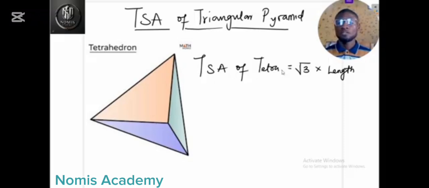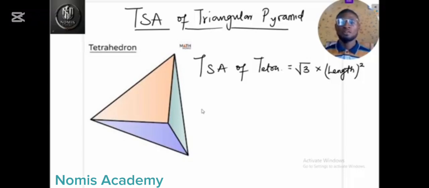So total surface area of tetrahedron is given by root 3 multiplied by the square of the length of a side. Now this is for regular triangular pyramid. What do I mean by regular? Meaning that the faces are made up of equilateral triangles. What do I mean by equilateral triangles? Triangles whose sides are equal. The three sides of the triangle are equal. So that is what we mean by regular triangular pyramid.